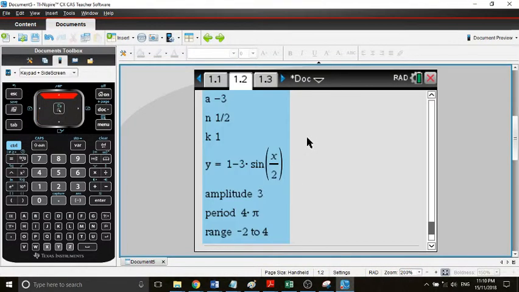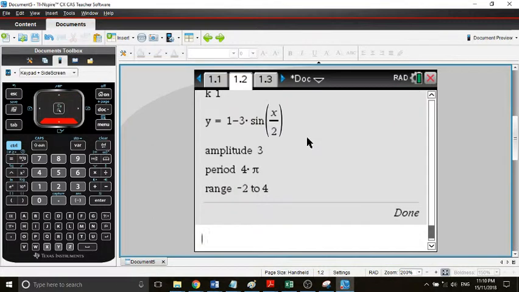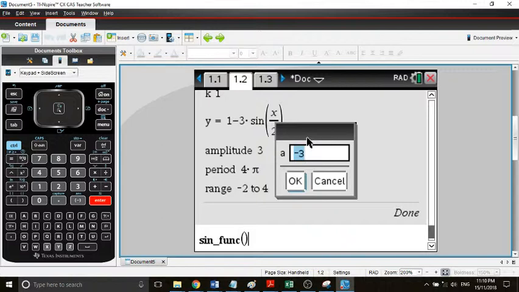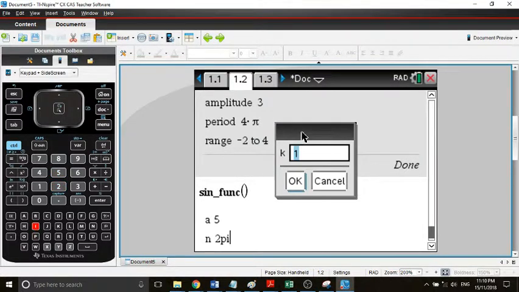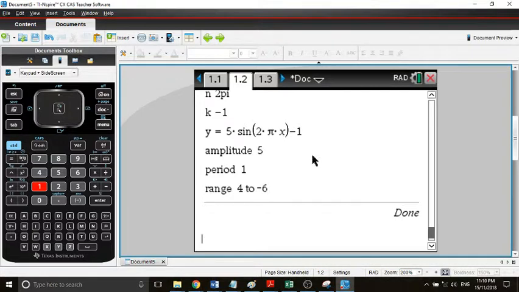So just to go through that again, let's see it in action. Sine func. We've got an amplitude of say 5, an n value of say 2 pi, and a k value of -1. So an amplitude of 5 because of that. Period of 1, 2 pi over 2 pi is 1, and a range of -6 to 4. So hopefully you've worked out how you go about calculating this range.